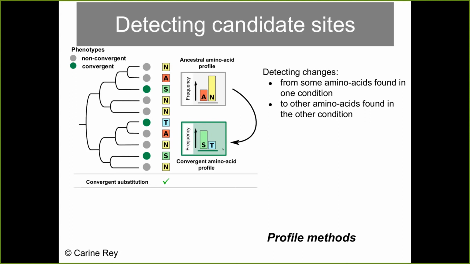So the frequency there is kind of a way to get a glimpse into the fitness of the different amino acids at this particular position, which is interesting for us because we're interested in convergent adaptive molecular evolution. So we want to look at differences in fitness in the two conditions.